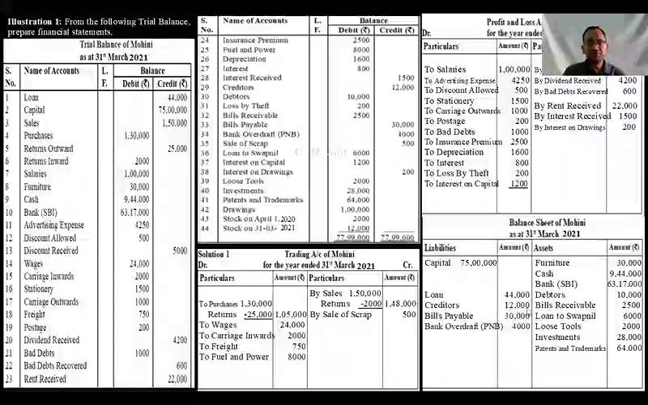Then drawings. Drawings are reduction in capital. So we will reduce these from the amount of capital in balance sheet. Below capital, write down drawings, and in inner column itself, minus 1 lakh. We will not write the net amount yet because profit or loss is also to be adjusted in capital.